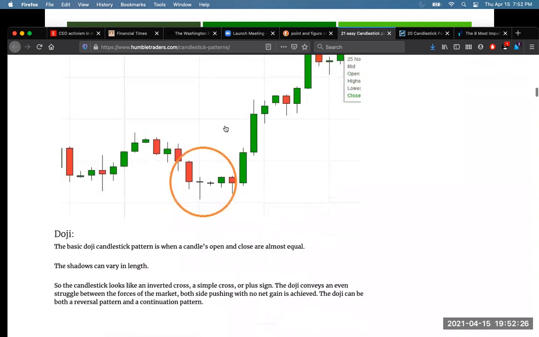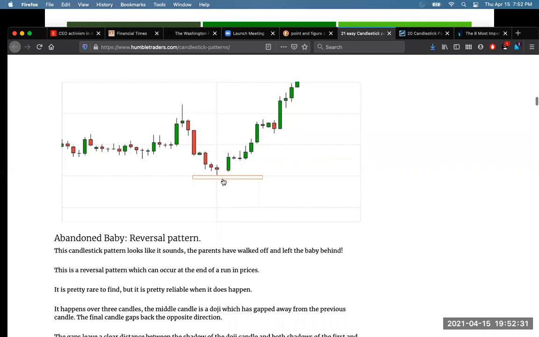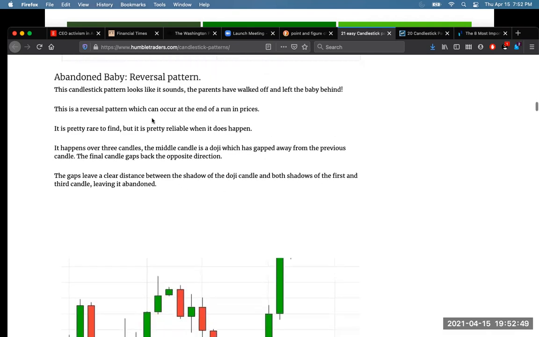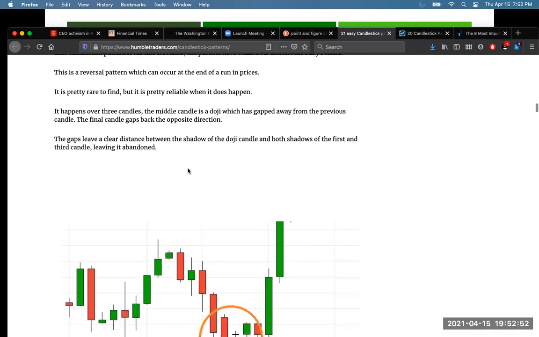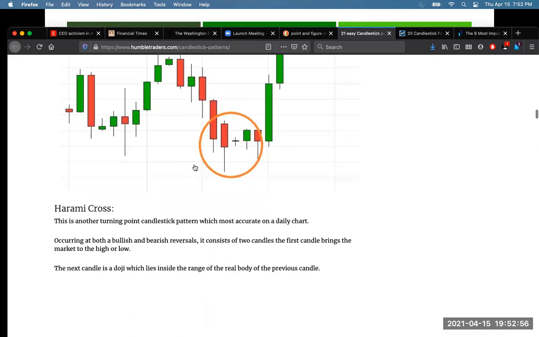Shows a reversal pattern here. This is the abandoned baby. So a downtrend, gap lower, never recovers the prior day's range. It's almost like a doji right there, and then that would signal, according to the abandoned baby reversal pattern, a reversal in the trend. I don't know what the opposite of an abandoned baby would be, but it wouldn't be called an abandoned baby. A Harami cross. I don't really understand this one.